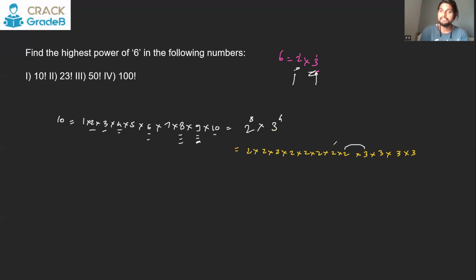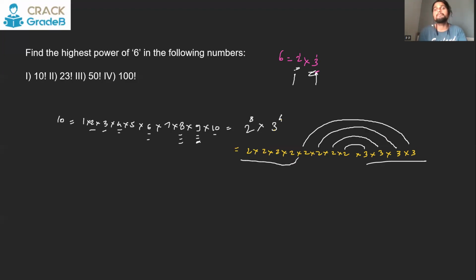This 2 and this 3 will form 1 6. This 2 and this 3 will form 1 6. There will be 1 6 and there will be 1 6. No more 6 can be formed because the number of 3's is over. Although there are 2's remaining, there are no 3's. That's why only 4 6's will be formed. So 6's highest power is going to be 4.